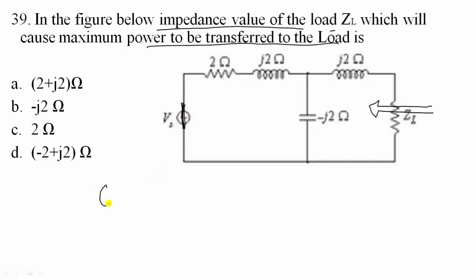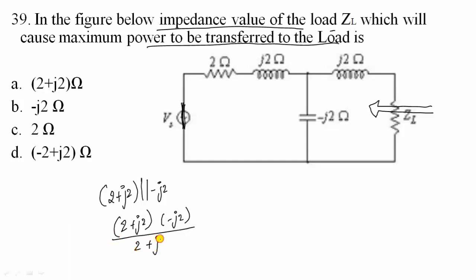So what you will be getting is this 2 plus J2 will be in parallel to this minus J2. So 2 plus J2 into minus J2 whole divided by 2 plus J2 minus J2. So these two terms are going to get cancelled. So you are left with minus J4. J into J is J square, which is minus 1. So I will be getting plus 4 whole divided by 2, which is equal to 2 minus J2. So that is the impedance till here.